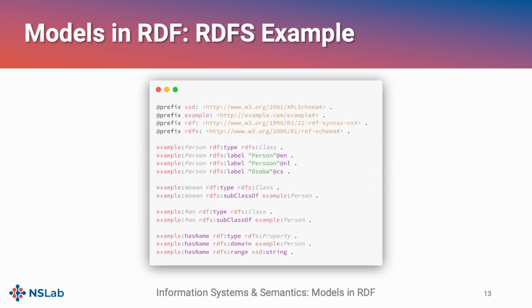Here is a short example for our simple example ontology, where we have a class person, and two subclasses man, woman, and then there is finally a property has name. So we can see that has name is of type property with domain person and range XSD string, so some string data type. So we are here stating that a person can have a name which is a value of type string.